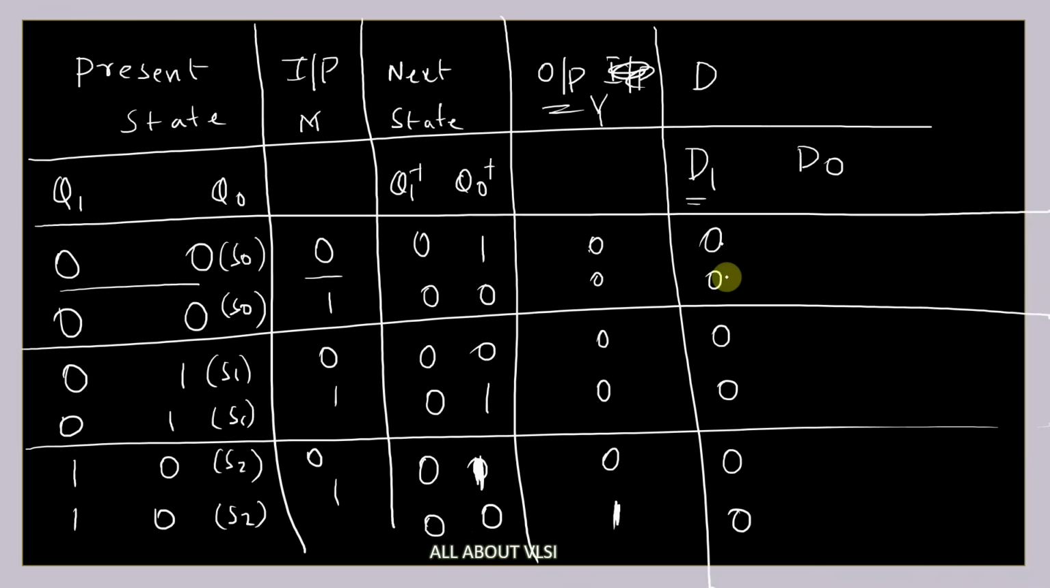Yeah. So D1 is always 0. Am I drawing it correctly? Am I making any mistake? Please let me know. D1, let me check. I think somewhere I've made a mistake.